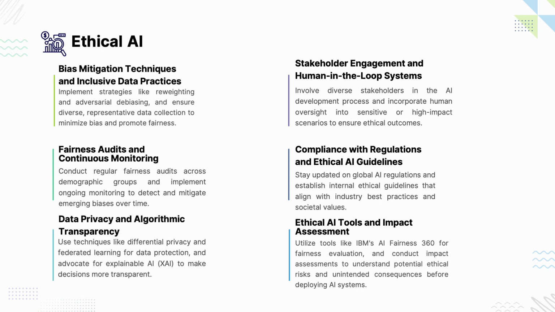First, bias mitigation. To ensure fairness, it's essential to address bias at the data level. This can involve techniques like reweighting, where underrepresented groups are given more importance, or adversarial rebiasing, where models are trained to minimize bias. For example, in healthcare AI, using diverse patient demographics in training data can help prevent biased treatment recommendations.